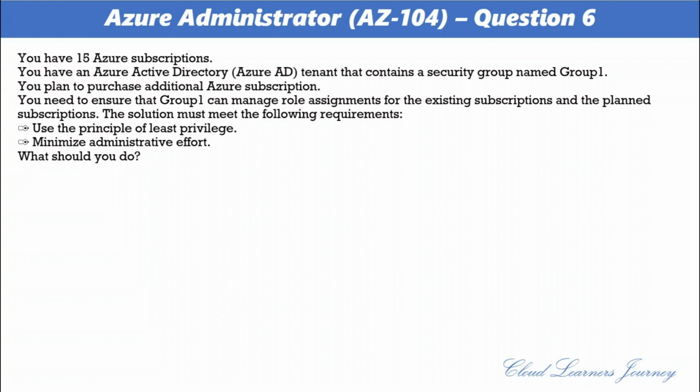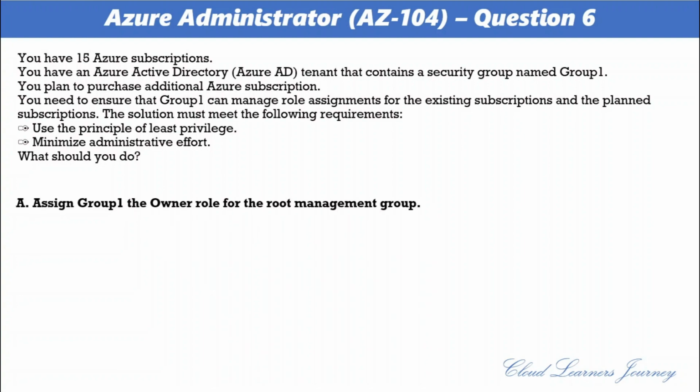You have an Azure Active Directory tenant that contains a security group named Group 1. You plan to purchase additional Azure subscriptions. You need to ensure that Group 1 can manage role assignments for the existing subscriptions and the planned subscriptions. The solution must meet the following requirements: use the principle of least privilege, and minimize administrative effort. What should you do?